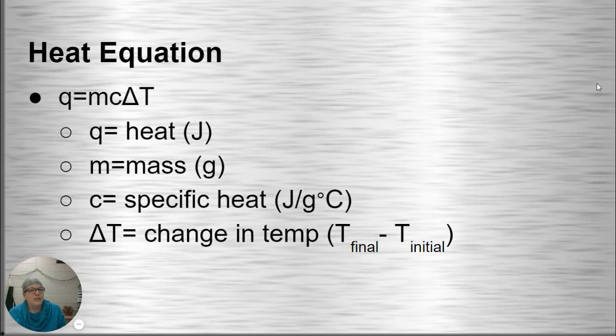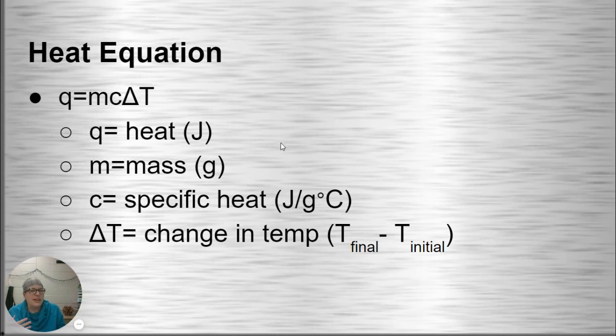Now, the heat equation that we use to do calculations with specific heat is Q equals MC delta T. And I know for a fact that this one is printed on your equation sheet. In this equation, Q is equal to heat, like we talked about before. So that answer is going to come out in joules every time. You may need to convert to kilojoules, but it's going to come out as joules when you use this equation, assuming you use the other variables that I have here.